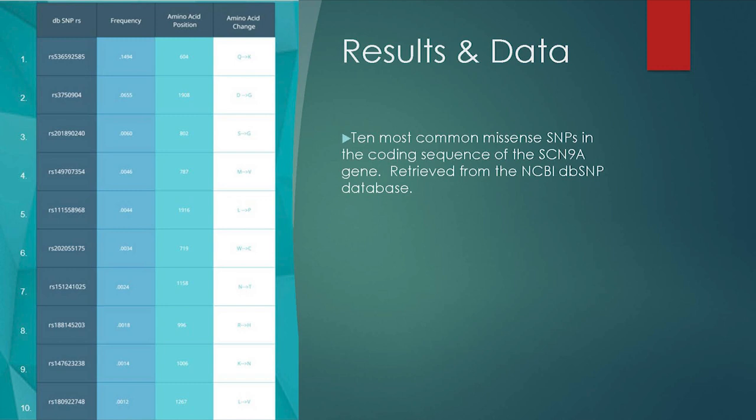So you can see here, the first one is common in almost 15% of the global population, and so on and so forth. And these are the changes in their amino acid sequences. So these are the top 10 most frequently occurring SNPs within the SCN9A gene.